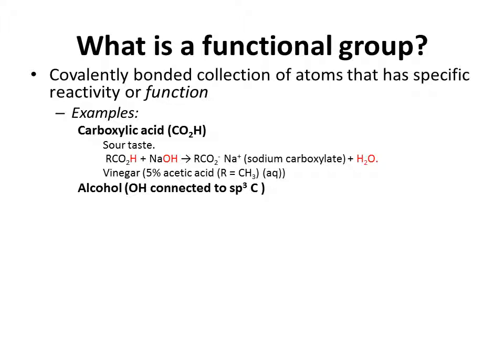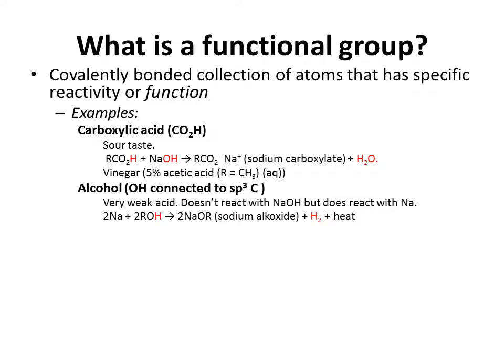Alcohols have an OH group connected to an sp3 hybridized carbon. These are very weak acids, so they don't react with sodium hydroxide. However, they do react with sodium metal. And when that happens, the sodium metal will react to form a sodium alkoxide, hydrogen gas, and a lot of heat. In fact, there's usually enough heat, if this is done in the presence of air, to make the hydrogen react with oxygen and explode into flame.